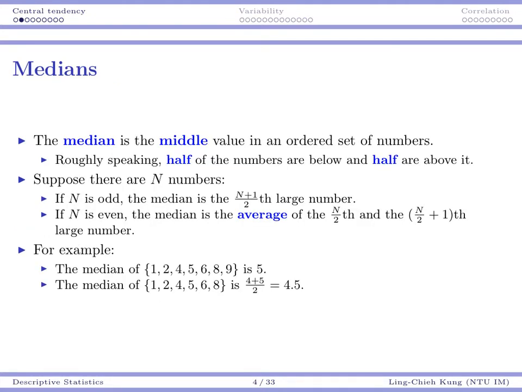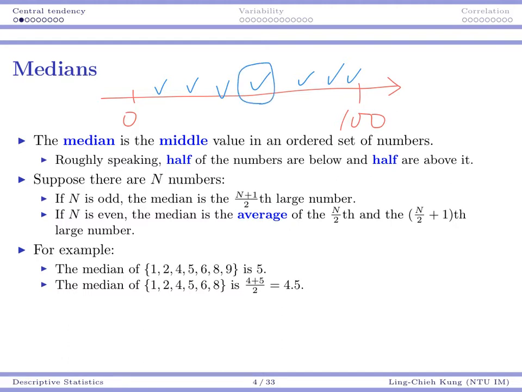The first concept that we may have is the median. What's that? It's the middle value in an ordered set of numbers. That basically means if I give you a set of numbers, which number is at the half of the data set? That means half of the numbers are below it and half of the numbers are above it. For example, if I give you several students' grades, and their grades are here, here, here, here, here, here, and here, then the middle value obviously is this one. Then we say that's the median of a given set of numbers.